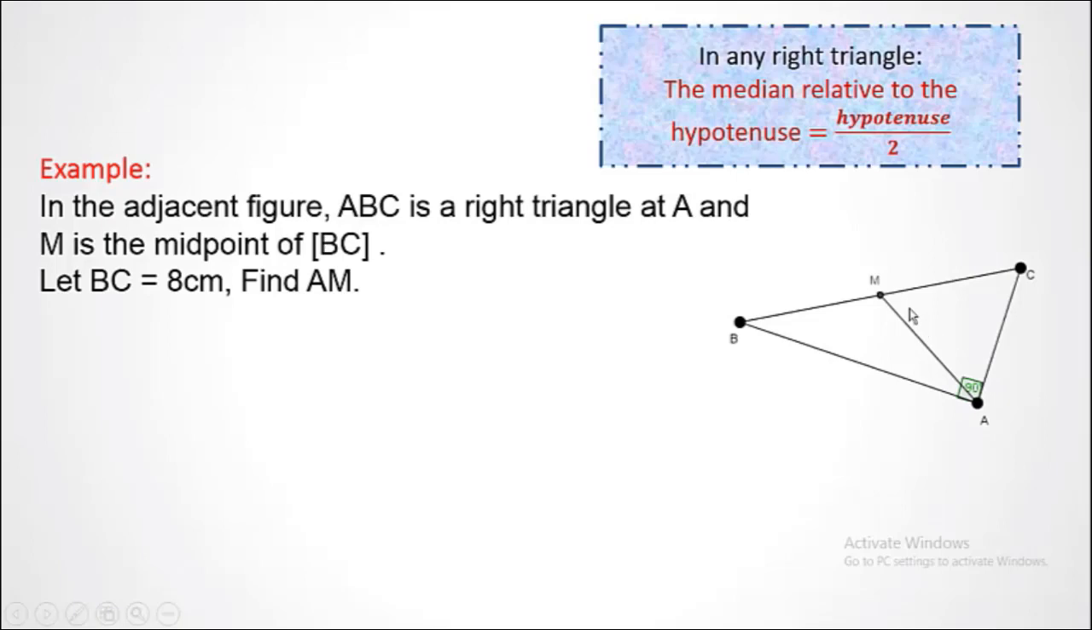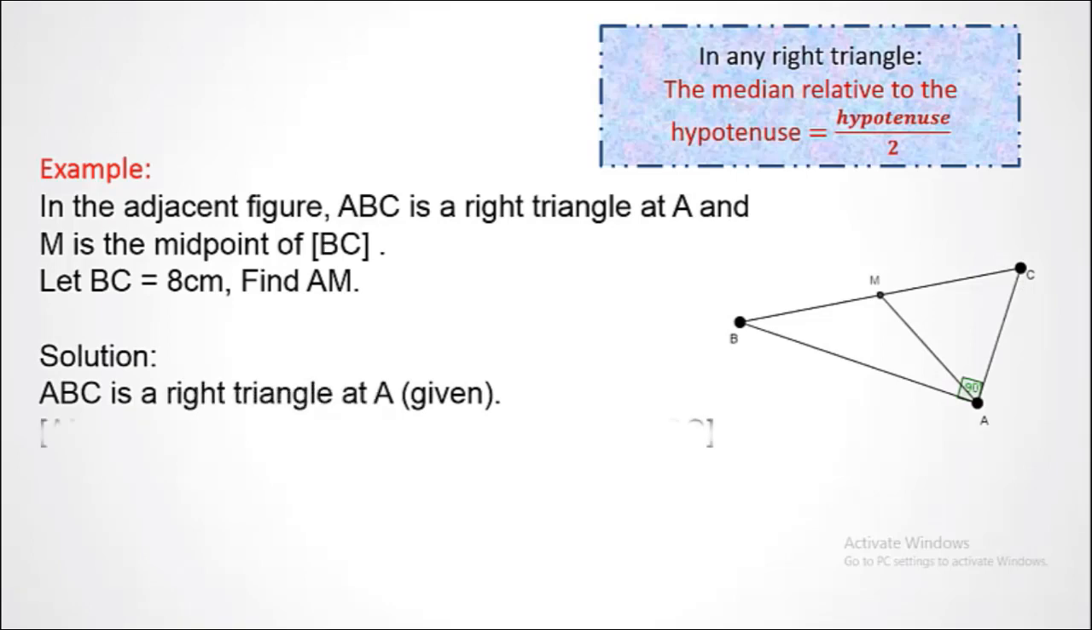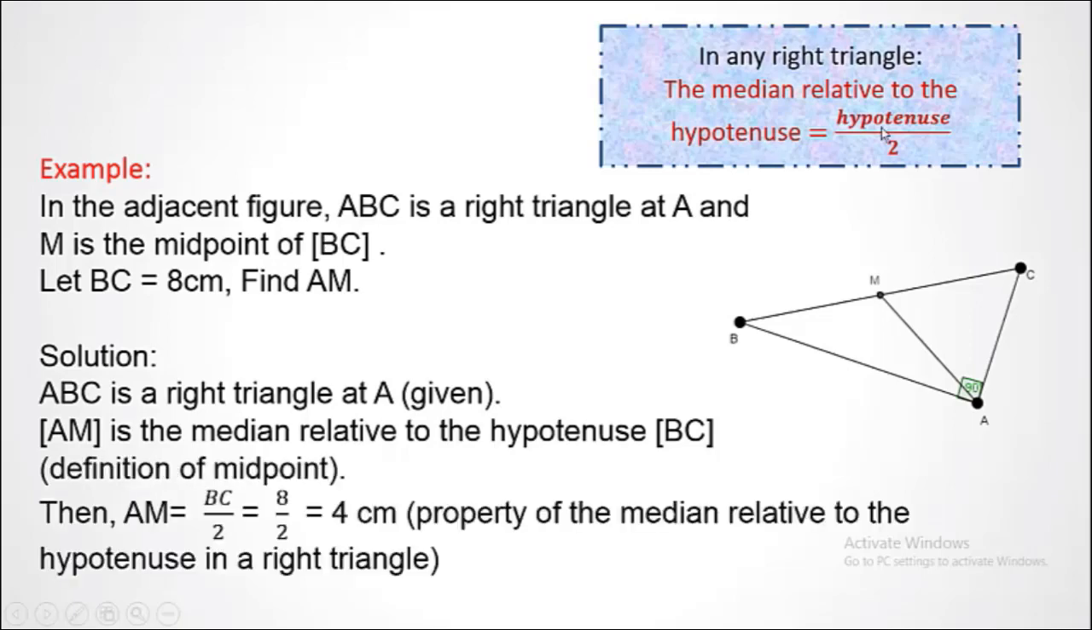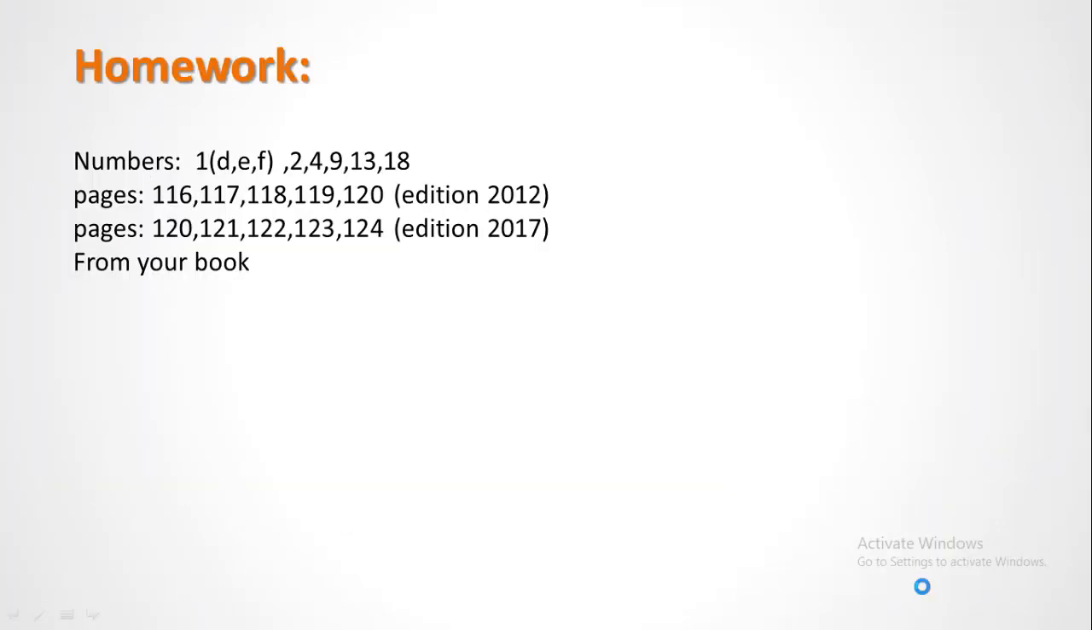First, AM is the median relative to hypotenuse BC. ABC is right at A. AM is the median relative to the hypotenuse BC. Then AM is equal to half BC. That is, AM is equal to 8 over 2, which is 4 cm.